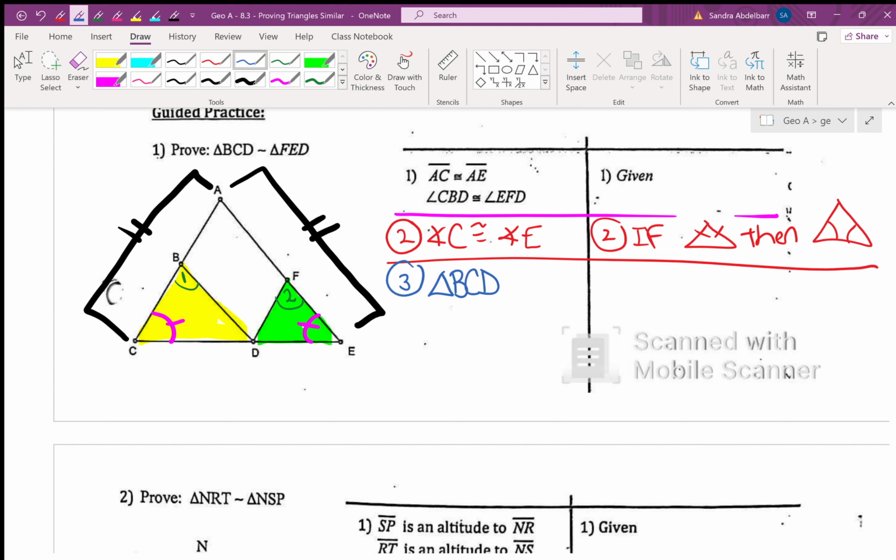Step number three, triangle BCD. Now be careful you don't put congruent. Similar is just the squiggly, is similar to triangle DFE, and the reason is angle-angle. That's it. Easy peasy. In the textbook, you might see angle-angle similar. It's fine. It's the same thing. You could put angle-angle, you could put angle-angle similar. It doesn't matter.